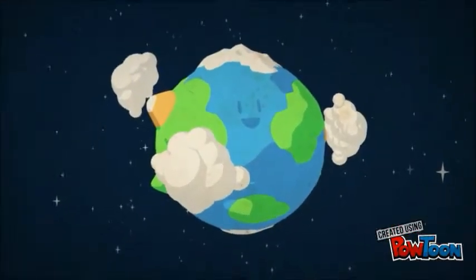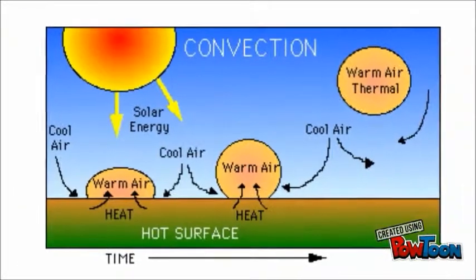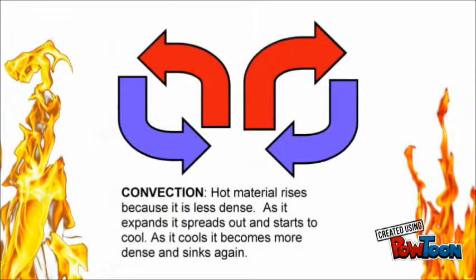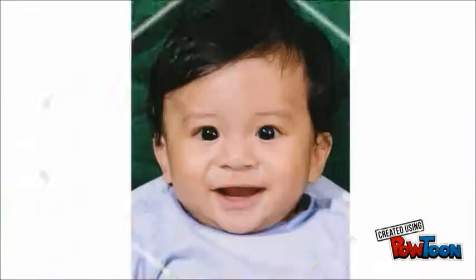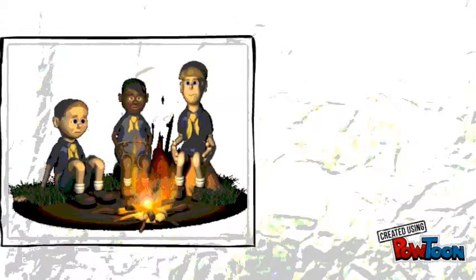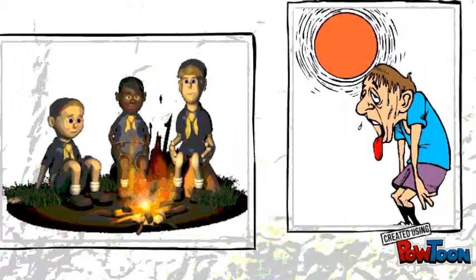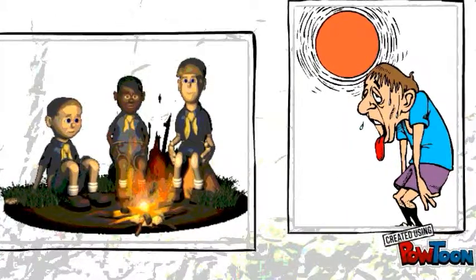The Earth's surface is warmed by the sun. The warm air rises and cool air moves in. Convection is the transfer of heat by the actual movement of the warmed matter. The heat moves with the fluid. When you sit in front of a campfire, you are warmed by its heat. Stand out in the sunshine and you'll quickly get warmed by its rays.